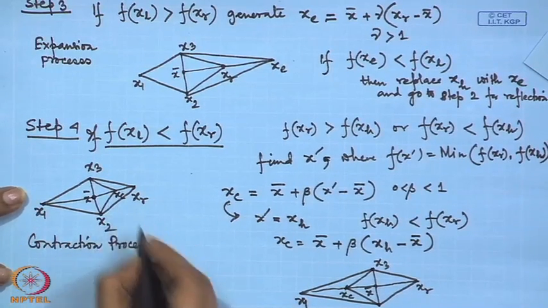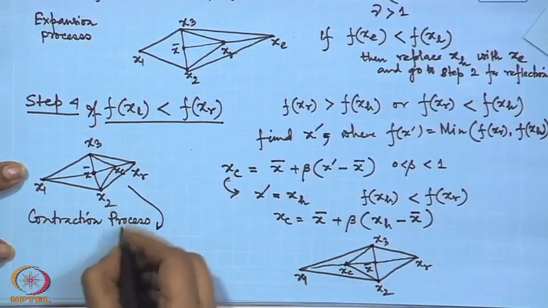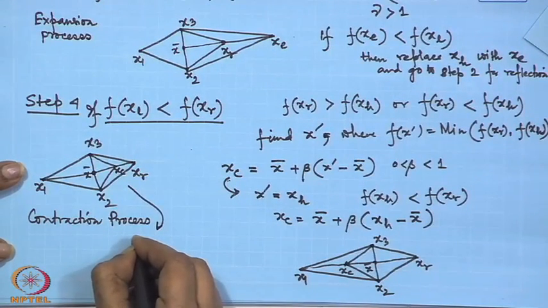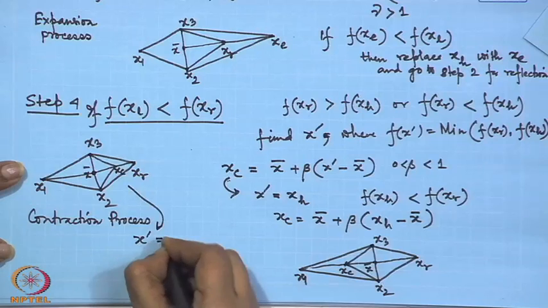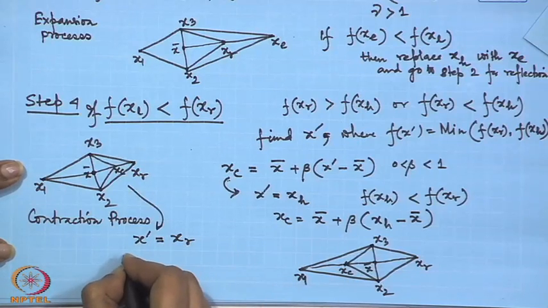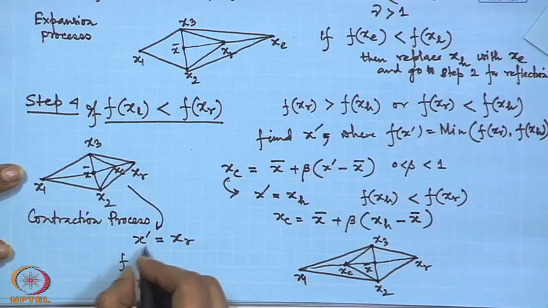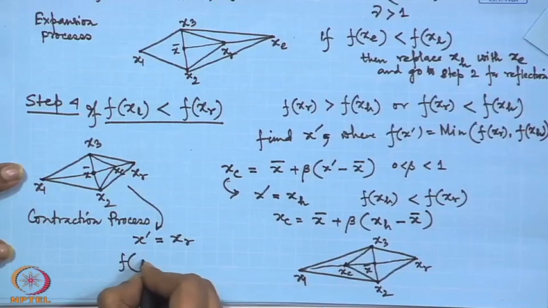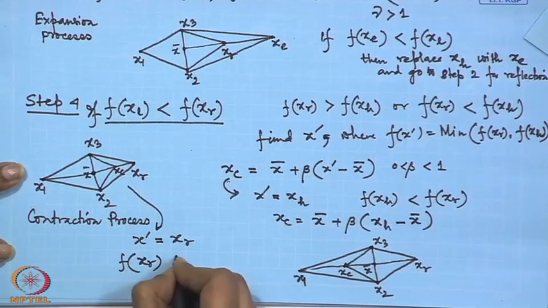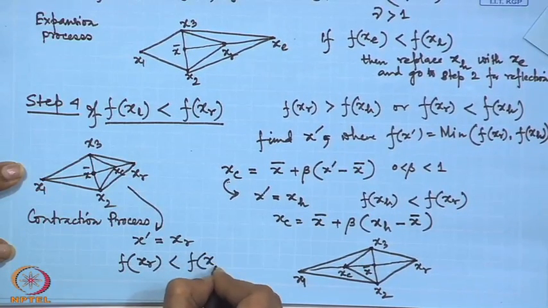In this case, we will have x prime equal to xr. That means fxr is lesser than fxh.